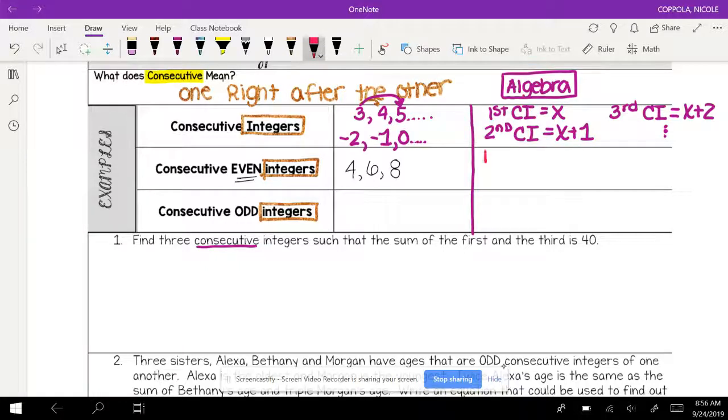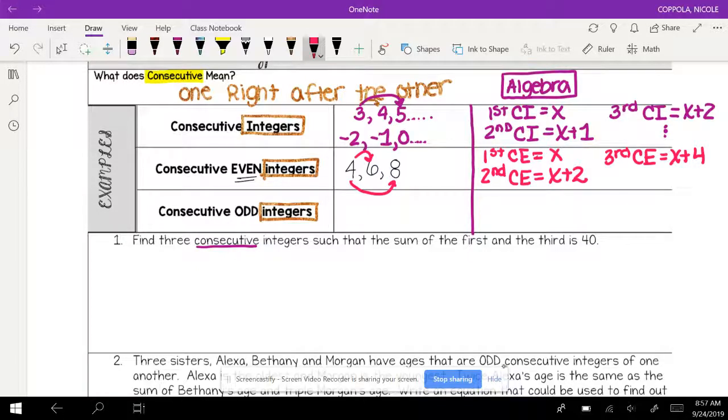So now I'll write first consecutive even to represent it in algebra form, okay? First consecutive even, and I'm gonna say it's X, okay? So pretend my 4 is X. How did I get from 4 to 6? I added 2. So my next consecutive even when you're representing using algebra would be X plus 2, okay? My third consecutive even integer, how did I get from 4 to 8? I added 4, X plus 4.